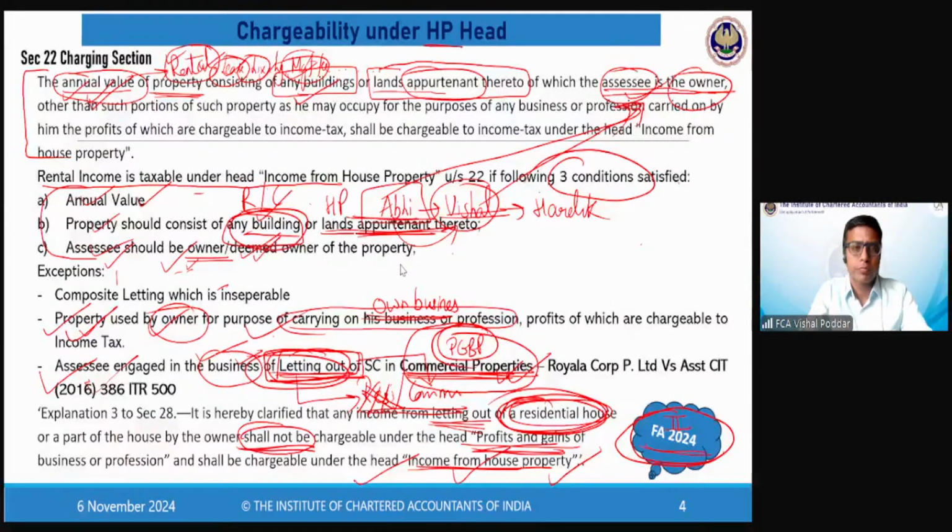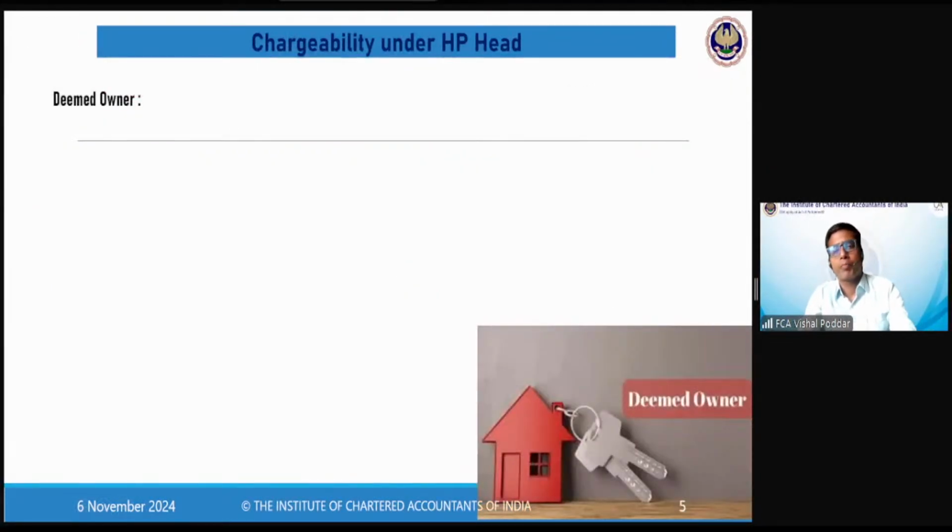Okay. Now, if you read the charging section, it says your income will fall under the head HP when you are the owner or deemed owner. Now, owner, we all know: I have purchased the property and it is registered in my name, so I am the owner. Now, the question is, what is a deemed owner?